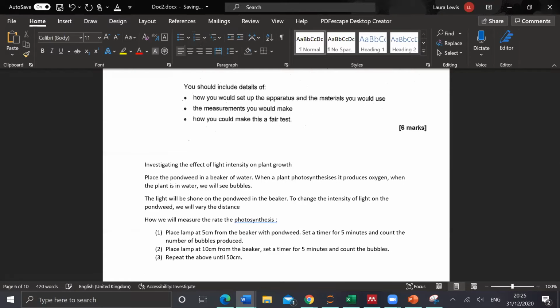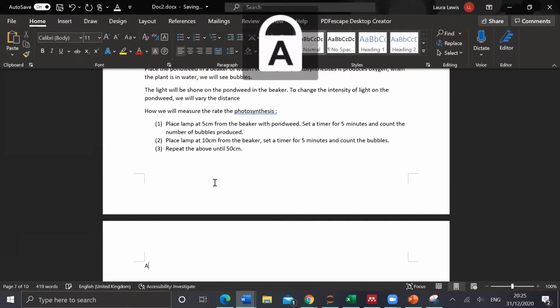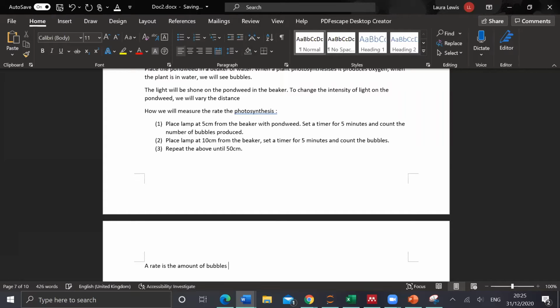Okay, so let's have a look at what a rate is. A rate is the amount of bubbles produced over time. For example, 20 bubbles per 5 minutes is a rate.